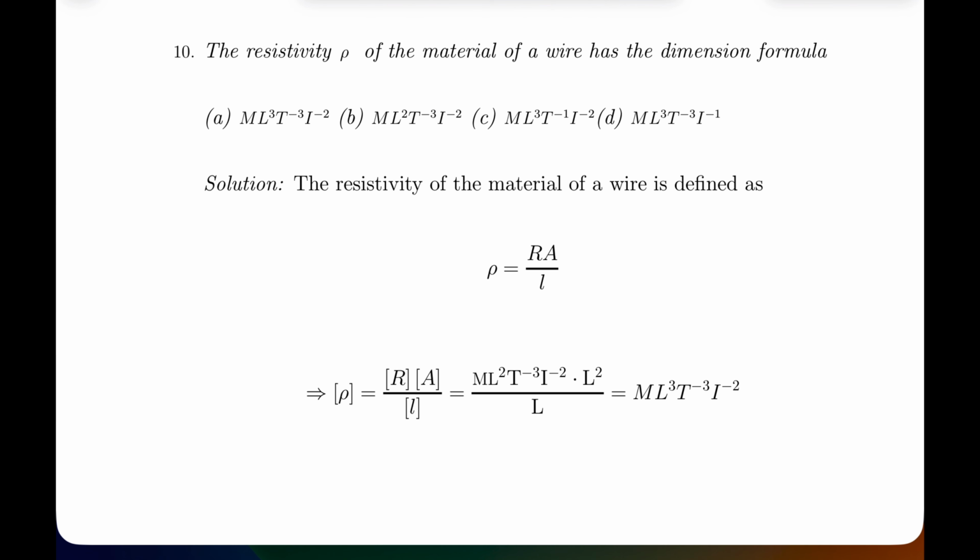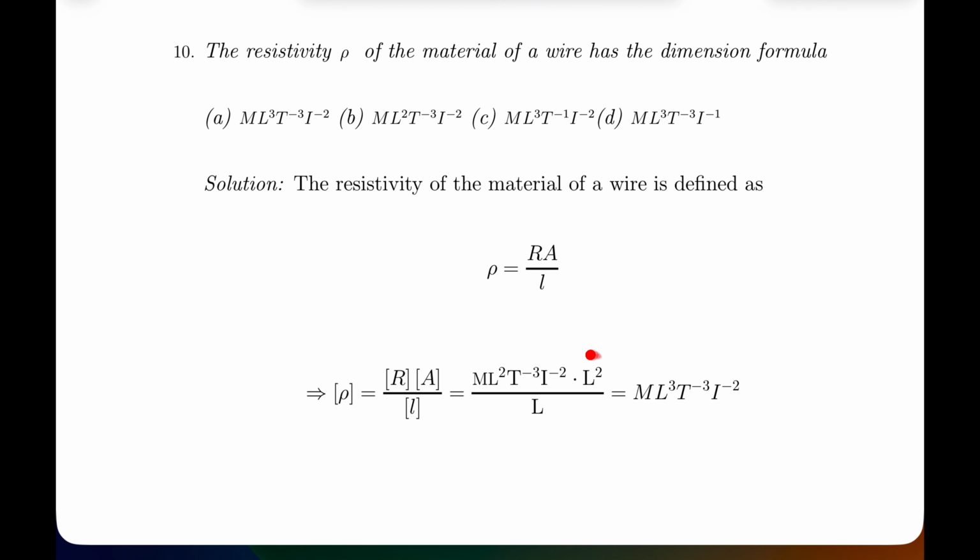So we put the quantities in square brackets as usual. So rho within square brackets is equal to R A upon L, each one enclosed in a square bracket. The resistance has a dimensional formula we have just now seen: M L square T to the power minus 3, I to the power minus 2. Area is L square. This is the dimensional formula for area. And this is the length. This is represented by L here.